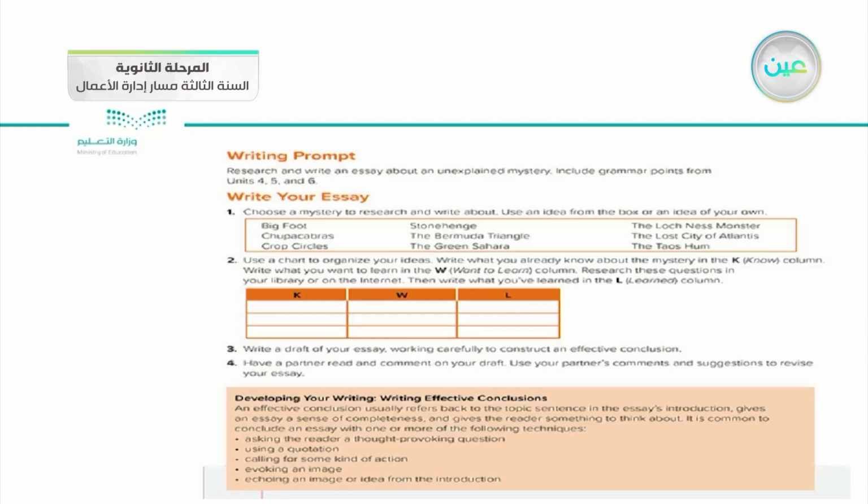The first one, K, means what you know about it. So what I know about this subject, what I know about this research, this is our information, what we already collected. And W, what to learn. What do you want to learn about?